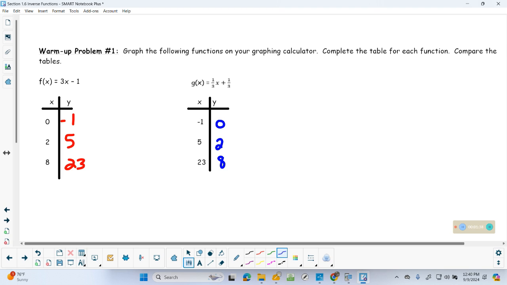What's the difference in the tables? The inverse. X became y, y became x. This is one way you can see two functions are inverses. The ordered pairs reverse. So where it says compare the tables, I'm not going to write an essay here. I'm just going to say x and y switch.